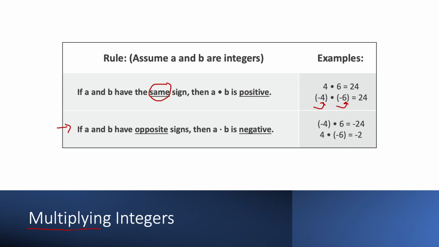The second rule says that if A and B have opposite signs, then A times B is negative. So if one number is negative and one number is positive, our answer is going to be negative. Just like a negative 4 times a positive 6 will give us the negative 24. Similarly, the positive 4 times a negative 6 will give us a negative 24.